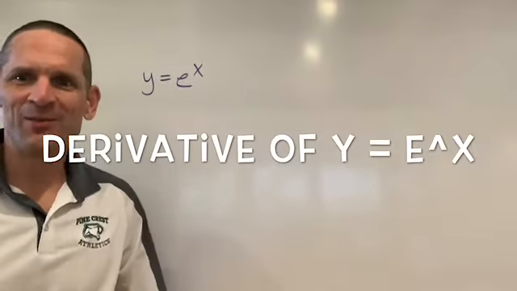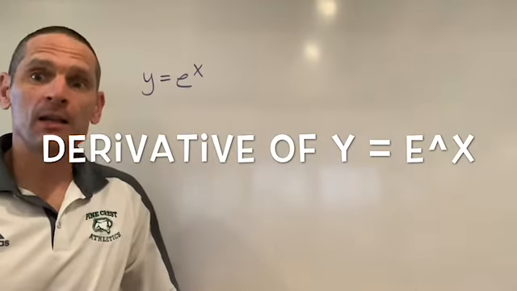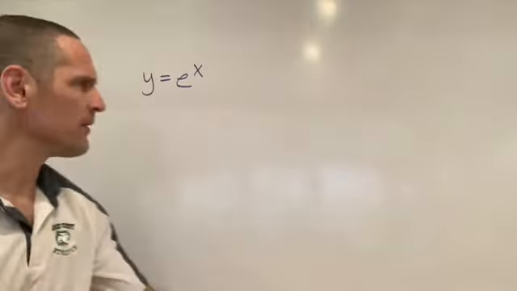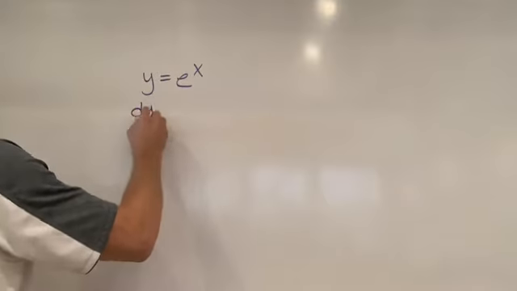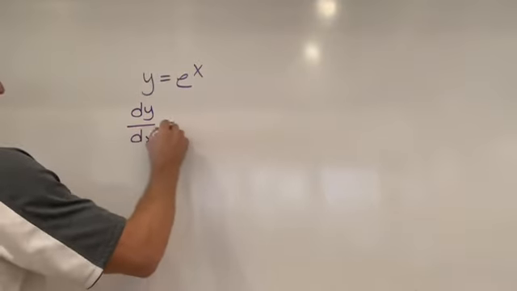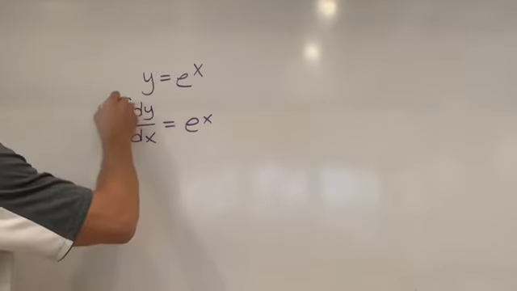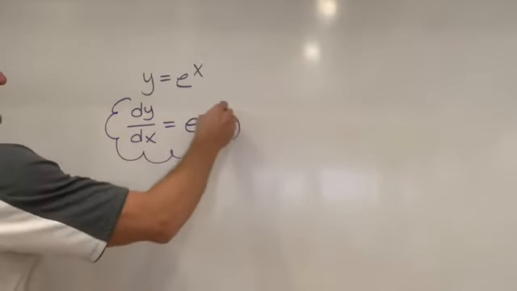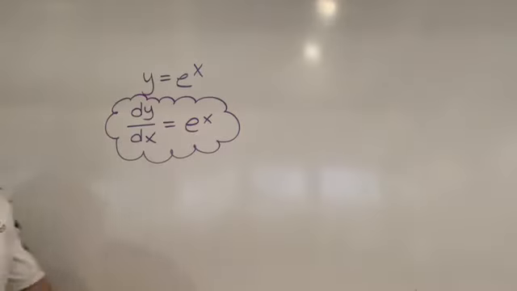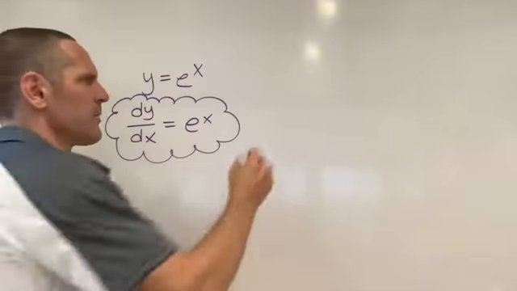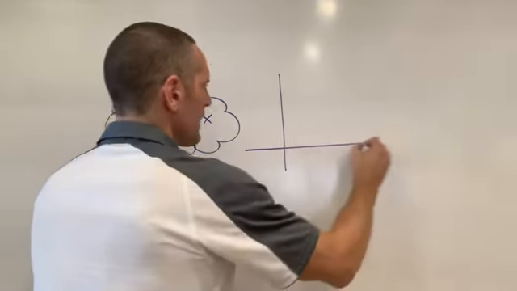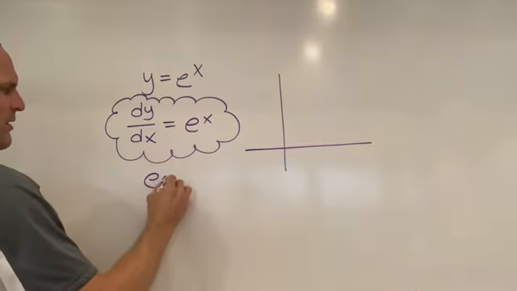Oh, everybody's favorite function, y equals e to the x. The derivative, dy/dx of e to the x is e to the x. Now, someone in math class today said, I love how math is so random. This isn't random at all. We know e is Euler's number.